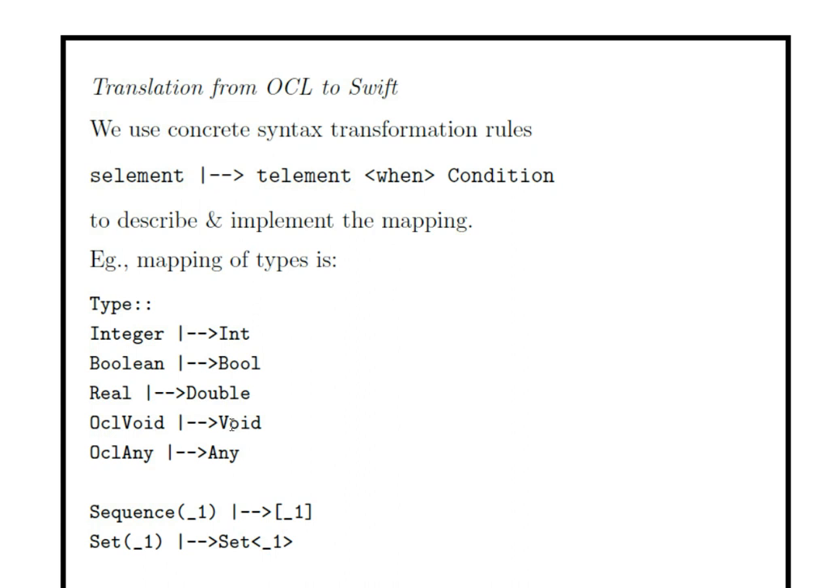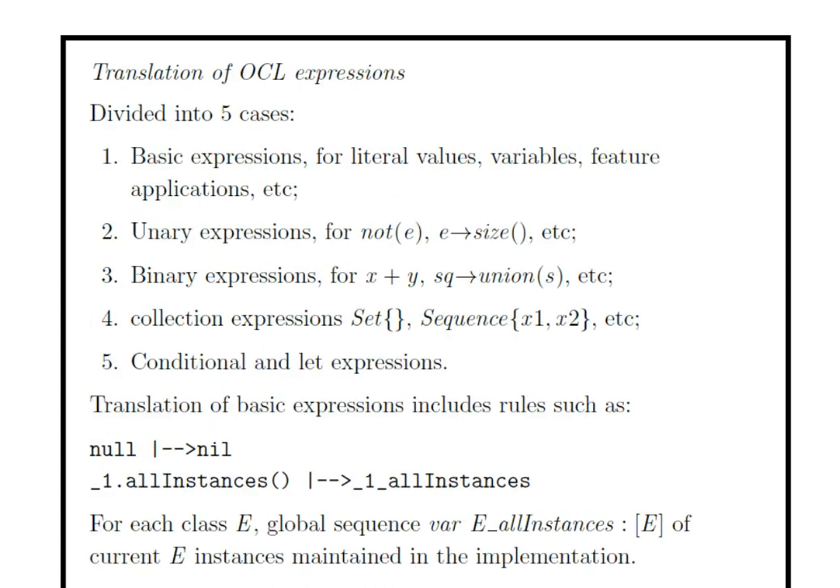OCL void goes to void, OCL any goes to any. Sequence types are represented by a sequence type or list type in Swift, and set types equivalently. We don't map bags or ordered sets. Now expressions, there are many expressions of course. The basic expressions generally have direct correspondences.